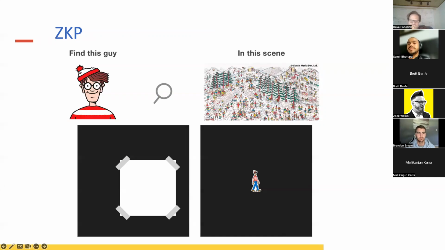So in a typical game scenario, you just find this guy, and then that's a game over, right? That's the end of the game. But what if Alice wants to prove to Bob, hey, I know where Waldo is in this picture, maybe for bragging rights, or maybe it's some competition, and for whatever reason, Alice doesn't want to show exactly where Waldo is.